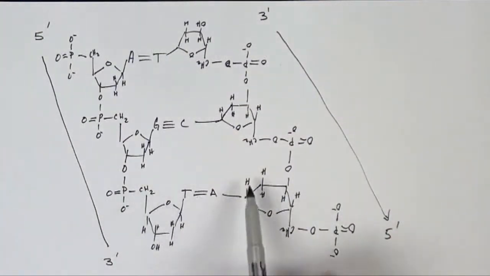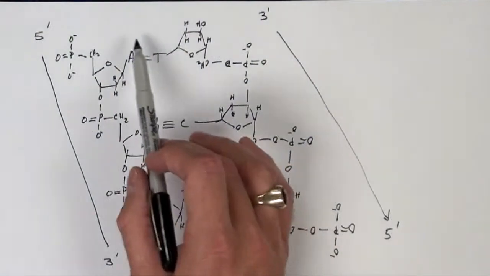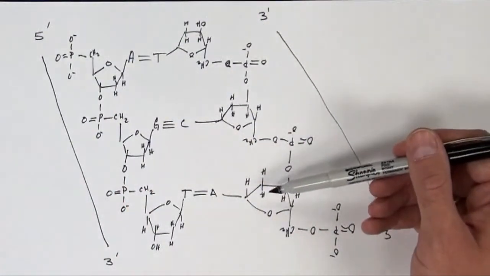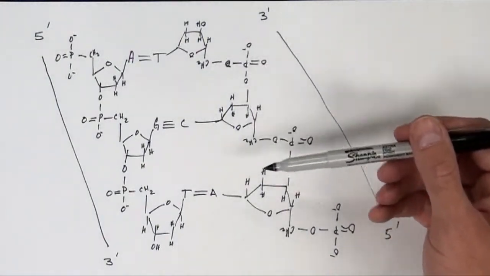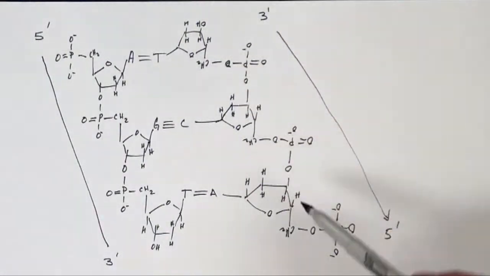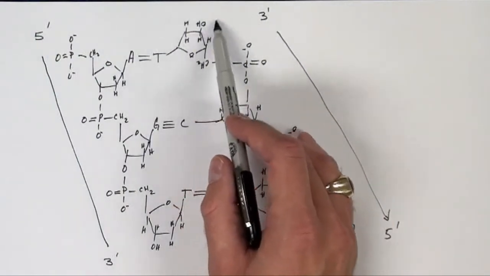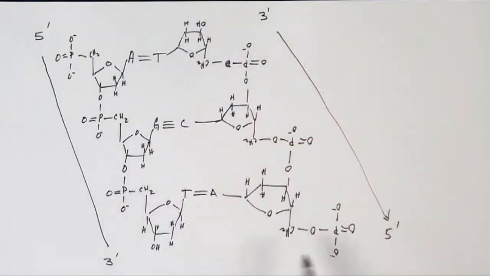So the only way that the nitrogenous bases in the middle can bind to each other is if the strands move in opposite directions. And what I mean by that is, look at the chemical structure here. Now instead of the 5' being up on this end, the 3' hydroxyl group is on this end, and the 5' phosphate is on this end.